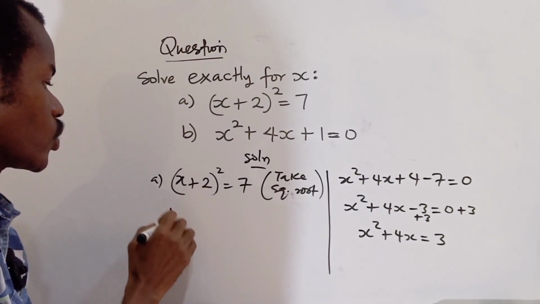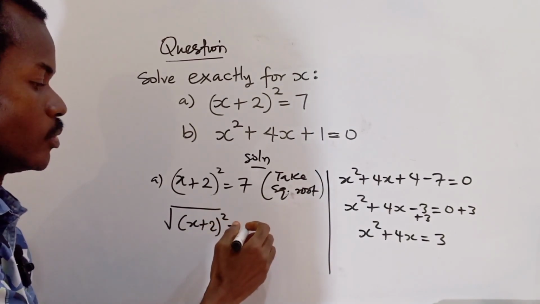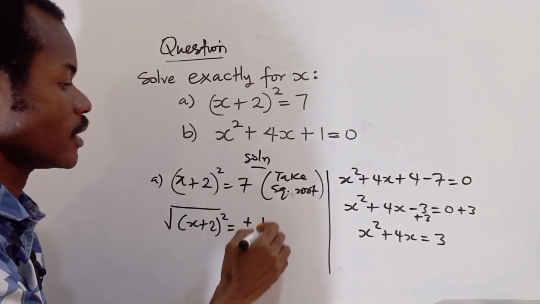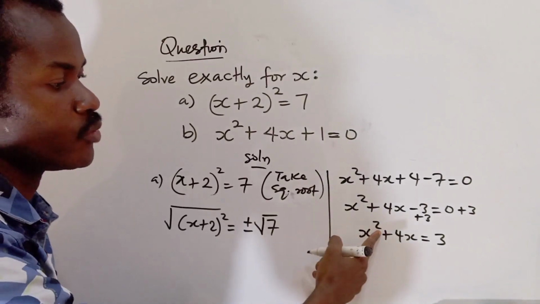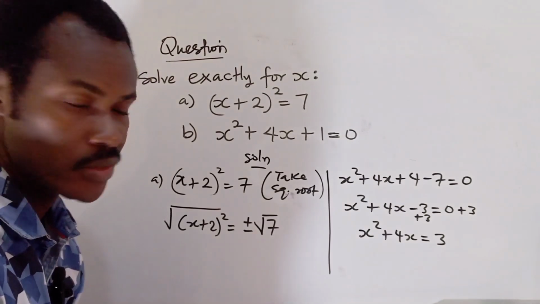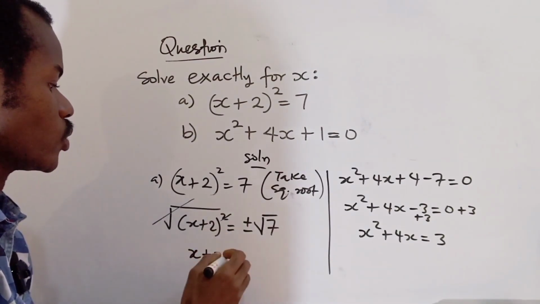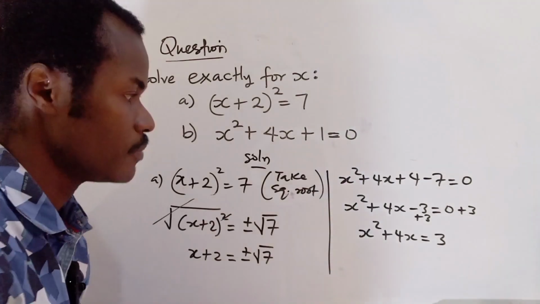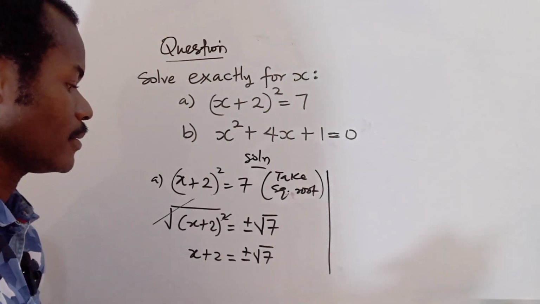So I'm going to have the square root of (x + 2) all squared equals, remember, you want to put your plus or minus, like I showed in our previous video, then the square root of 7, because since we are dealing with a quadratic, the solution has to give us 2 solutions. So now this can cancel out this, so we have x plus 2 equals plus or minus square root of 7.